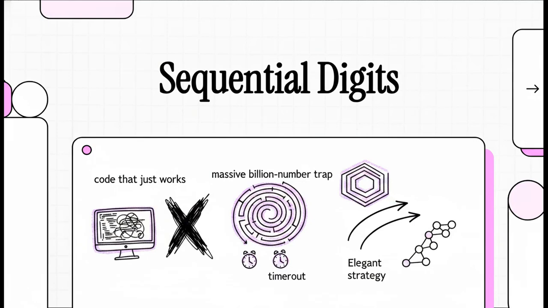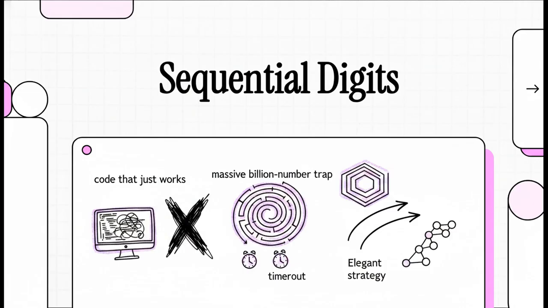Welcome to another Explainer. Today, we're tackling an absolutely fascinating software engineering challenge that perfectly highlights the difference between writing code that just barely works and writing code that is beautifully optimized. It's the sequential digits problem.